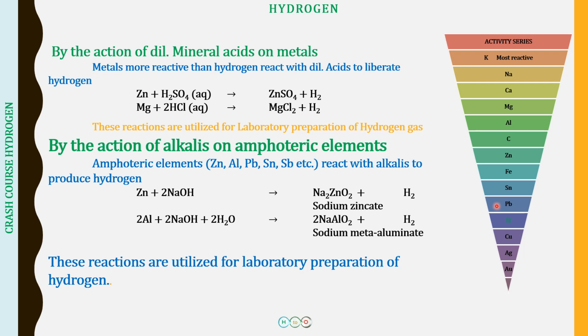But once a layer of lead oxide is formed on the surface of the metal, this breaks the contact of the metal with water, and therefore the reaction cannot proceed further. So generally what we say is that lead does not react with water. That's due to the formation of a lead oxide layer on the surface of the metal. So these are the reactions as far as the action of dilute mineral acids on metals, amphoteric elements and water is concerned. So this is how we are getting hydrogen.